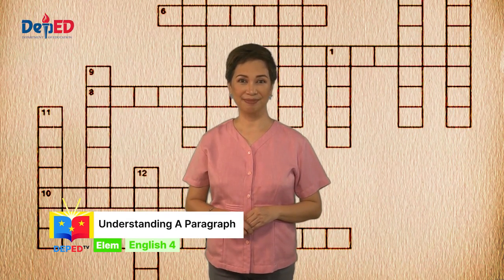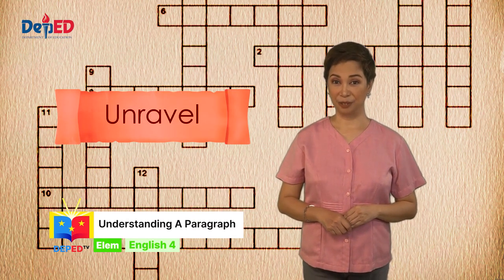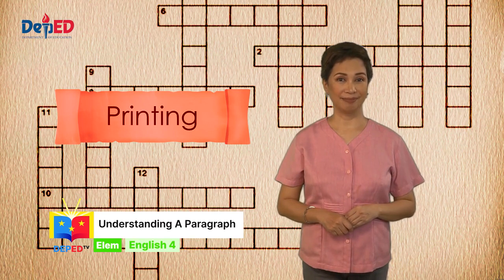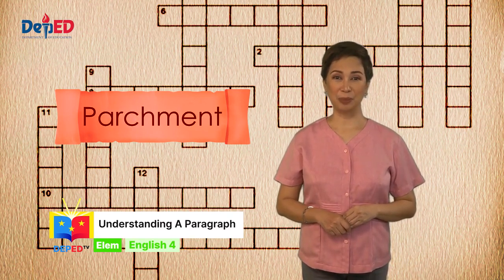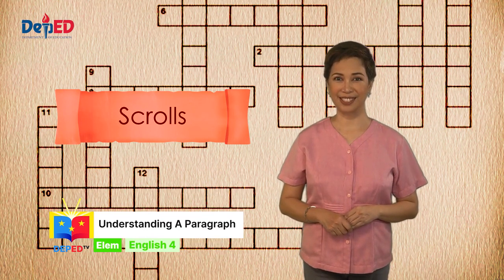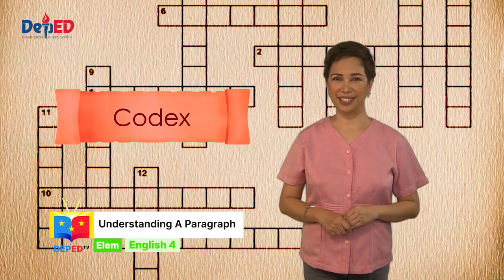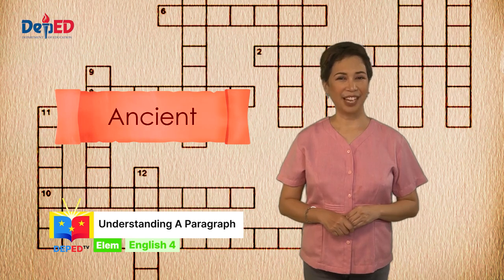Today, we are going to read a paragraph about books. But before that, let us first answer the crossword puzzle using the words that we will encounter when we read the paragraph. Do you have what it takes to be a word master? These are the words: preserve, unravel, printing, manuscript, parchment, papyrus, compact, scrolls, durable, essential, codex, Mahayana, ancient.